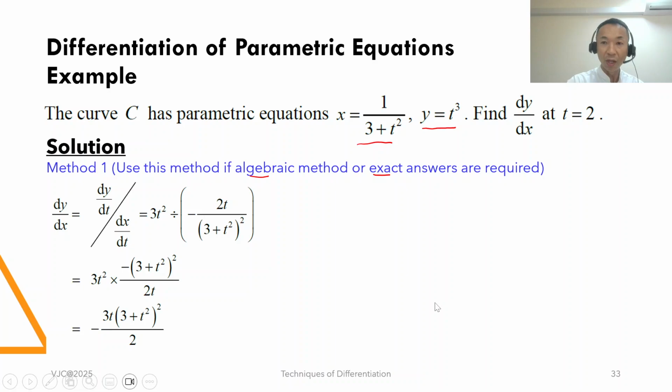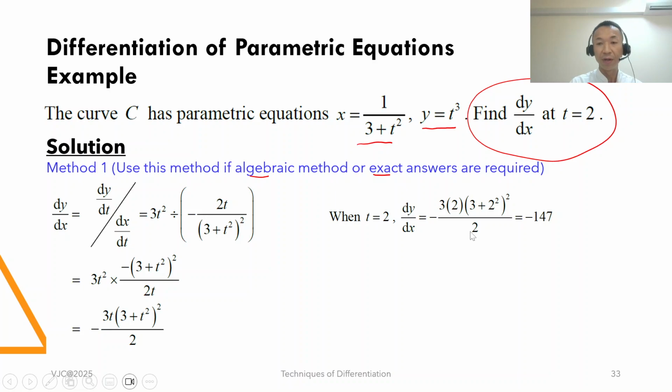But what you are required to do is to find dy/dx at t equals 2. So I substitute t equals 2 inside. Therefore, the final answer, I will get minus 147. That's method 1.